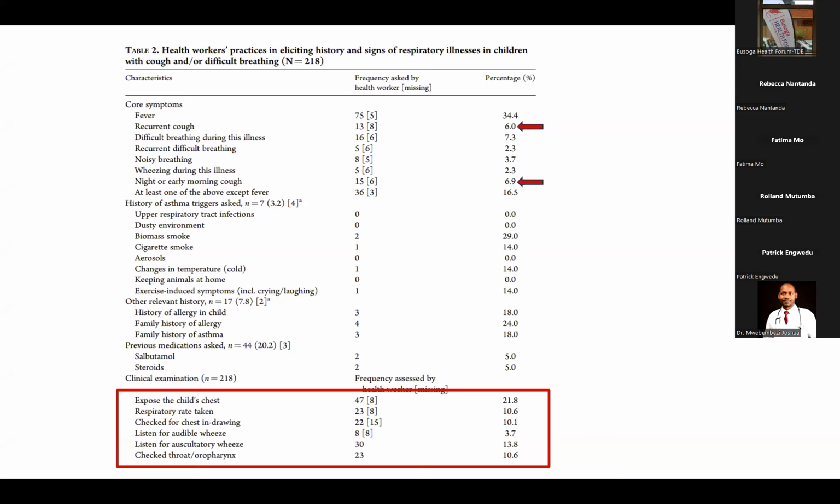And I want to encourage us to try and assess comprehensively both the history, but also do the right things when it comes to the clinical examination, so that we are able to combine the history and the clinical examination to arrive at a diagnosis.